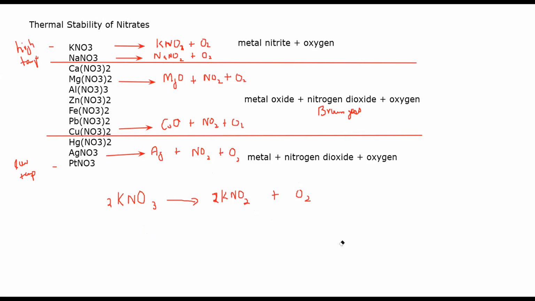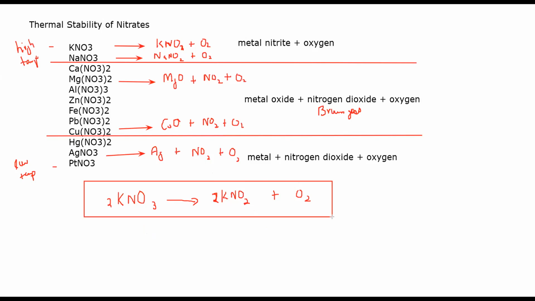Is it clear? This balancing. This is a balanced equation. So if in an exam the question is like completing a product, it will be potassium nitrate gives potassium nitrite plus oxygen. That's 1 mark. But the second mark is the balancing.